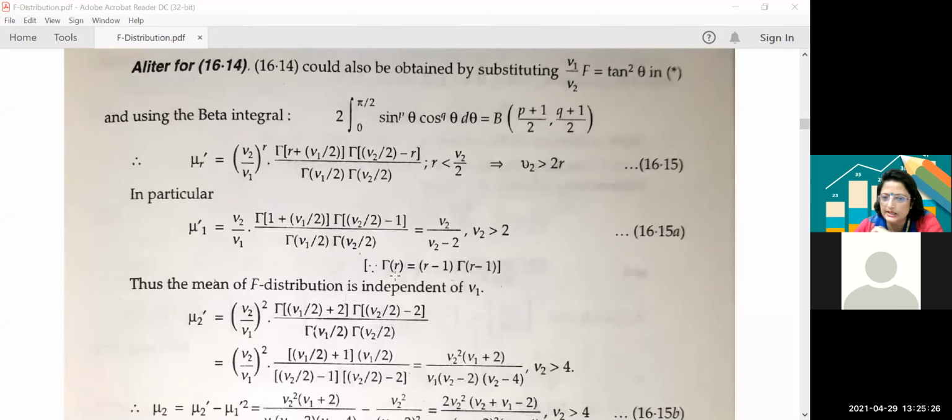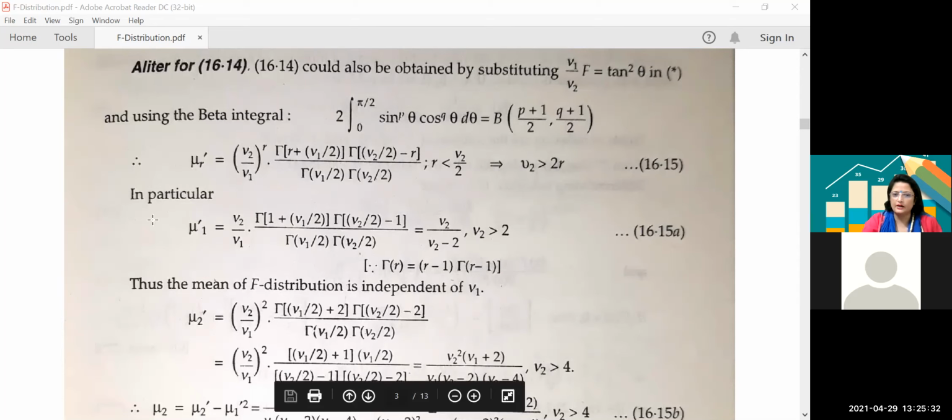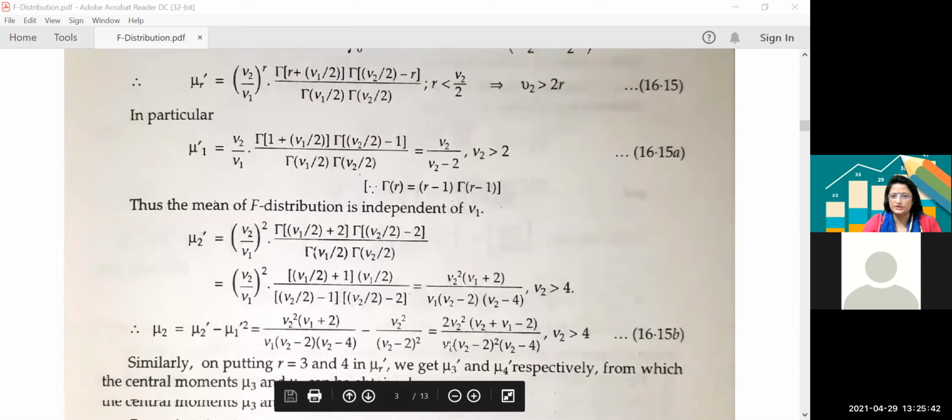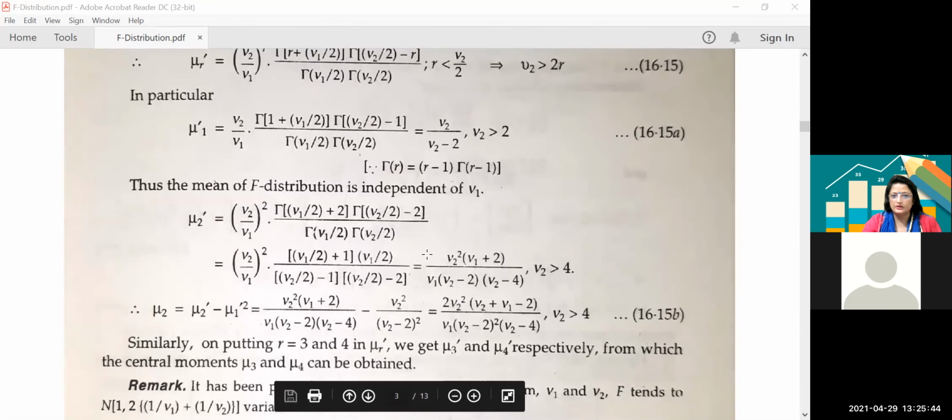ये देखो फॉर्मूला नीचे लिखा है, गामा r इज इक्वल टू r माइनस वन इंटू गामा r माइनस वन. So when you will put the value of r, when you will solve, you will get this, right? Then mu2 dash में आप दो वैल्यूज के लिए करेंगे, so यहाँ पे स्क्वायर आ गया, then you will again solve it, right? So ये वैल्यू आपकी बन जाती है. Then what is mu2? Mu2 is mu2 dash minus mu1 dash square. So you will subtract both the values, and what you will get is the variance.